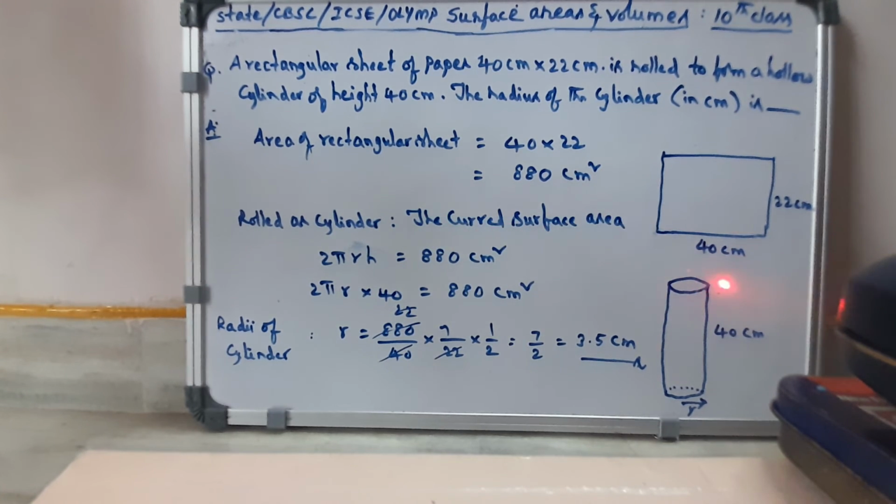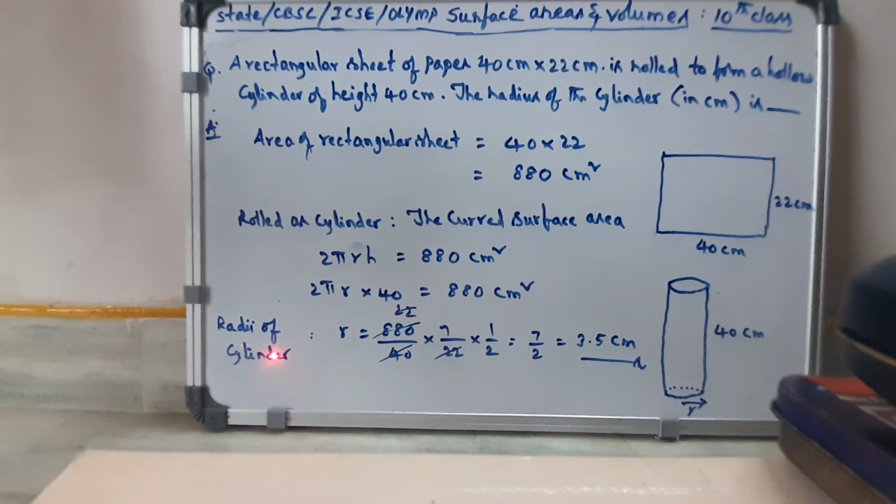So the curved surface area of the cylinder is 2 pi r h, the perimeter 2 pi r into h. So 2 pi r h is equal to 880, the area of the rectangular sheet, because this curved surface area is equal to the area of the rectangular sheet, because this sheet is folded as a hollow cylinder. So 2 pi r h. H is given here, 40 centimeter. So 2 pi r into 40 is 880 centimeter square.